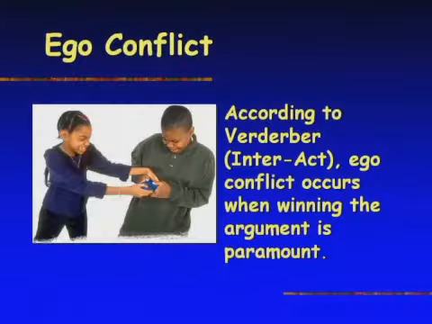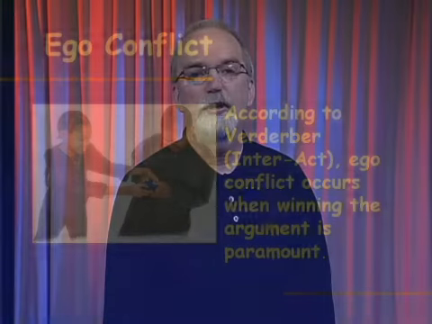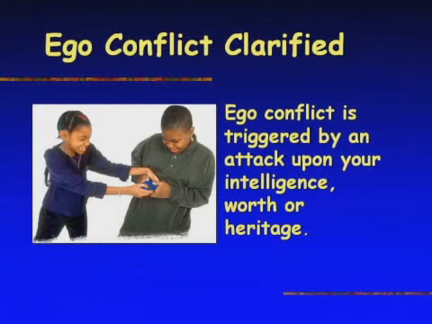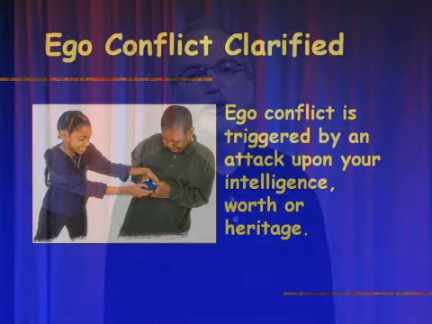Then life gets really complicated when we get to an ego conflict. By definition, Verderber says that an ego conflict occurs when winning the argument is paramount. You've got to come out on top. There's a winner and a loser, and you have no intention of losing. Typically, an ego conflict is triggered by one of several things. It could be an attack upon your intelligence, an attack upon your worth as an individual, or an attack upon one's heritage.